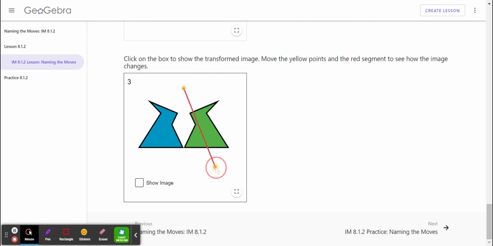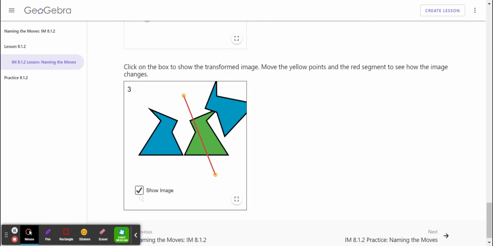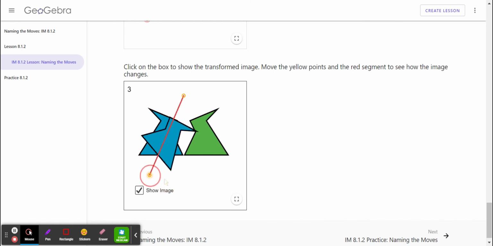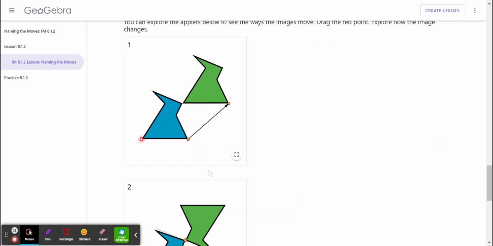And you can see if you move the red line, then the blue image is going to be flipped differently. See, it'll be flipped over the red line. If we move the red line this way, the way that the image is created changes. So it's useful to explore 1, 2, and 3 just to get a good idea of exactly what the differences are between these 3 moves.